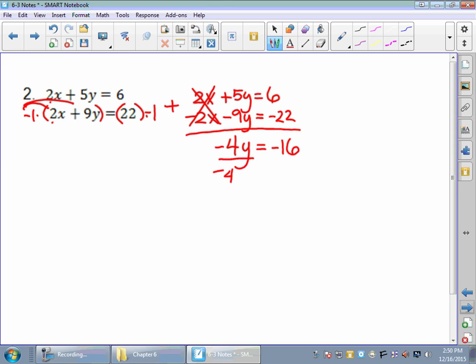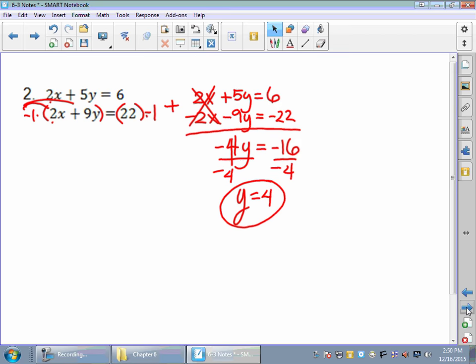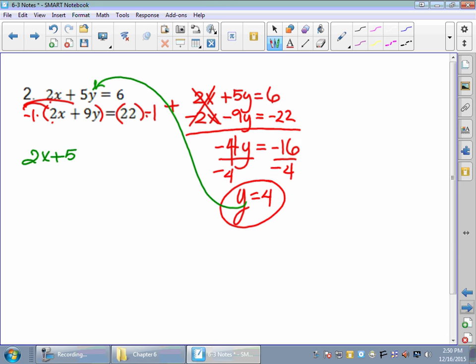Divide by -4, divide by -4, y is equal to 4. Now that I have my y value, I go back to the original problems and solve for the other variable. So I'm going to plug y back into one of the two. Doesn't matter which. So we do 2x plus 5y equals 6. That's the equation that I chose. I'm going to substitute y with 4, plug it back in. Replace y with 4: 2x plus 20 equals 6.